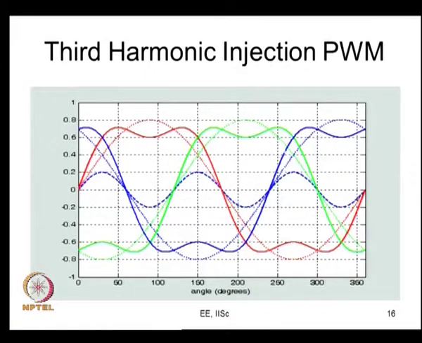Alright. This is an example of third harmonic injection, like another continuous PWM method. Why do you say continuous PWM method? You look at the modulating signal. The modulating signal is a continuous function of time, or the fundamental angle. And all three phases are switching, there is no phase which is clamped here, alright. So, the losses are the same now.